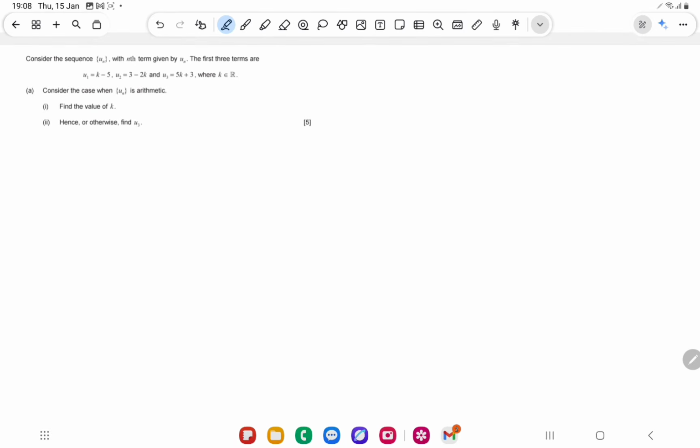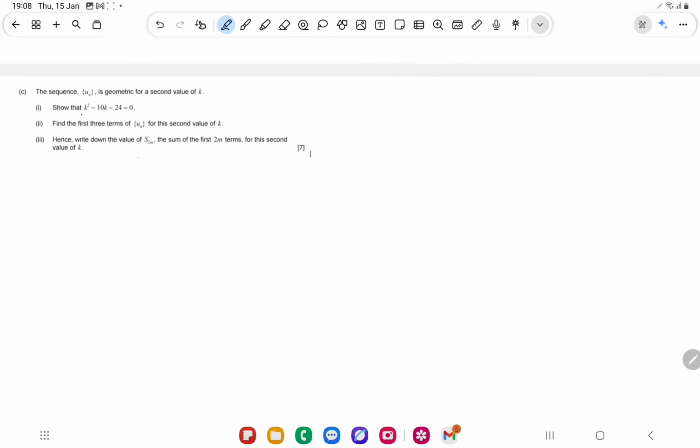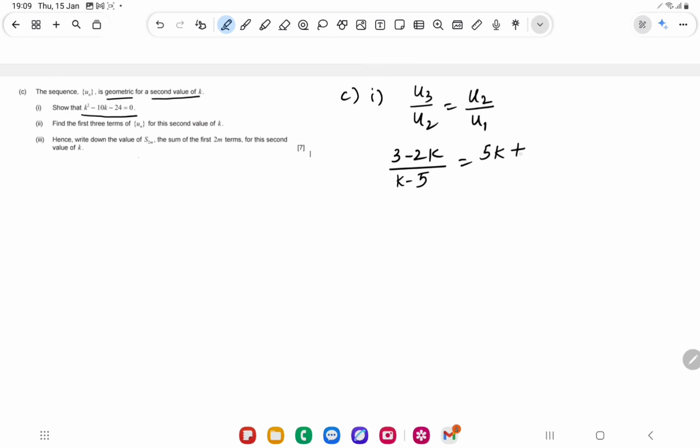Now in this part, we have to show that k square minus 10k minus 24 equals 0. But it says for the second value of k. So first of all, we have to find the second value of k. For that, since it is a geometric sequence, I can write u3 by u2 is equal to u2 by u1. So u2 was 3 minus 2k, upon k minus 5, is equal to 5k plus 3 upon 3 minus 2k.